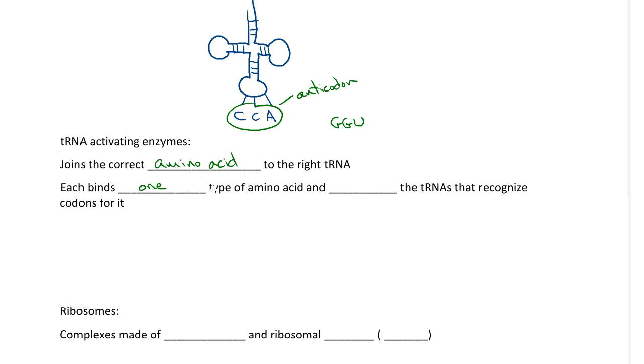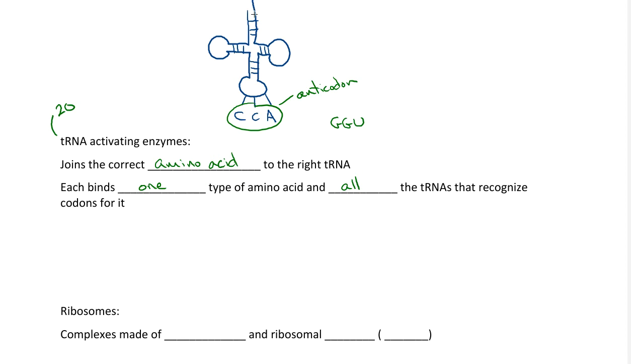They each bind one type of amino acid, but they'll bind all of the transfer RNAs that recognize codons for that amino acid. So for example, because of the degeneracy of the code, there's more than one codon that will call for phenylalanine, and the tRNA activating enzyme that goes with phenylalanine will bind all of those. So there are 20 different tRNA activating enzymes, one for each amino acid.